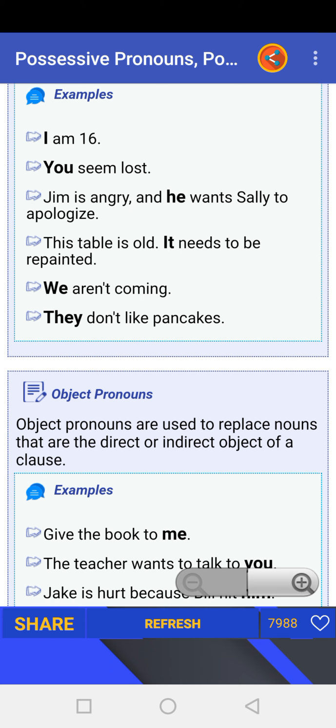Jim is angry and he wants Sally to apologize. He is the subject pronoun, and here it is in the third person singular and it replaces Jim. So we don't say Jim is angry and Jim wants Sally to apologize. So Jim is angry and he wants Sally to apologize.